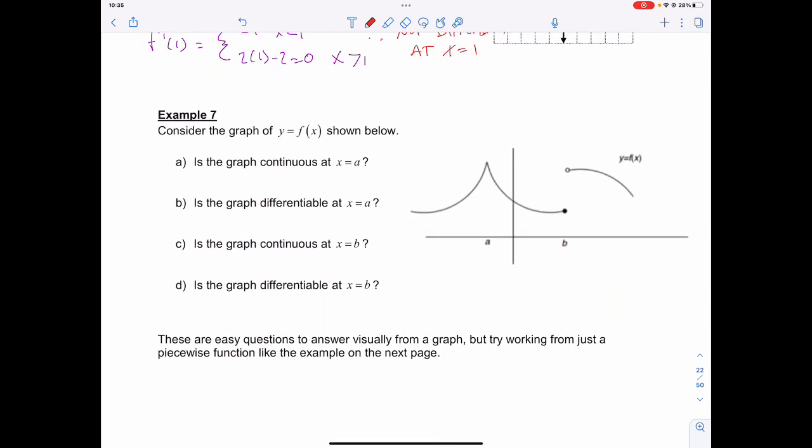For example 7, we're already given the graphs. It says, is the graph continuous at this point A? Well, if I follow it along, I can draw all the way through continuously through A, which means yes. This is continuous at A. Is it differentiable at A? No, we talked about that with the corners in the last lesson, or 2 lessons ago. Is the graph continuous at B? No. Is it differentiable at B? No. So these are easy questions to answer visually from a graph, but what if we're just working from a piecewise function, like the last example?